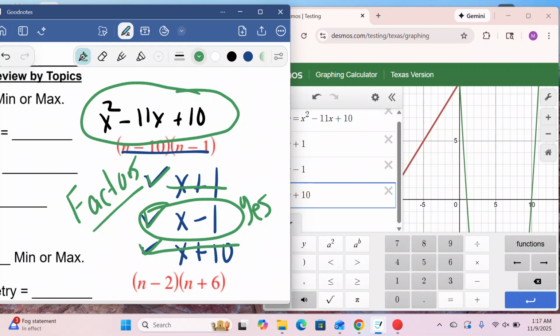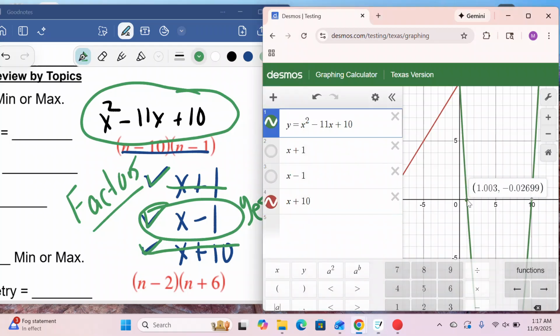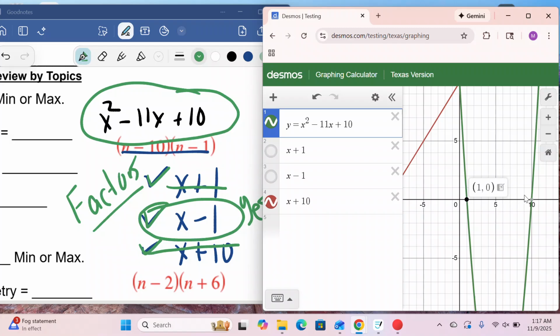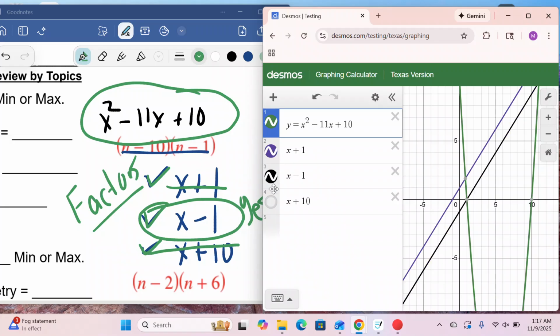So once again, I do have one factor. The other two are not factors because they do not pass through the x-intercepts. They don't pass through 1, 0, and they do not pass through 10, 0. If I want to check that I input them correctly: did I input x plus 1 correctly? Yes. Did I input x minus 1 correctly? Yes. Did I input x plus 10 correctly? Yes. Do I want to put all three on the same graph? Yes, I can. I don't have to.